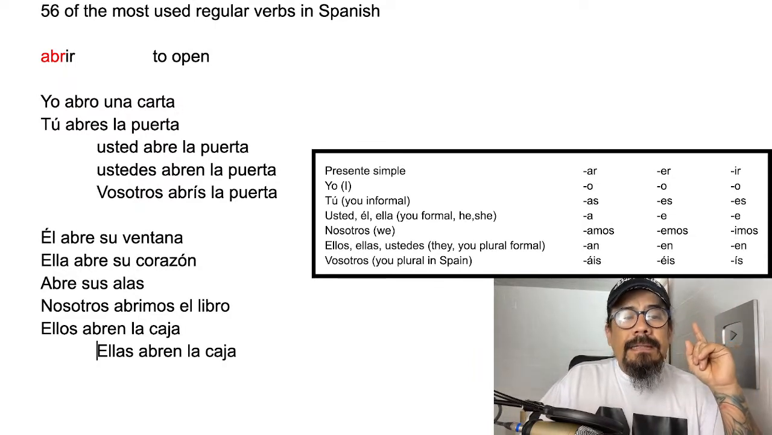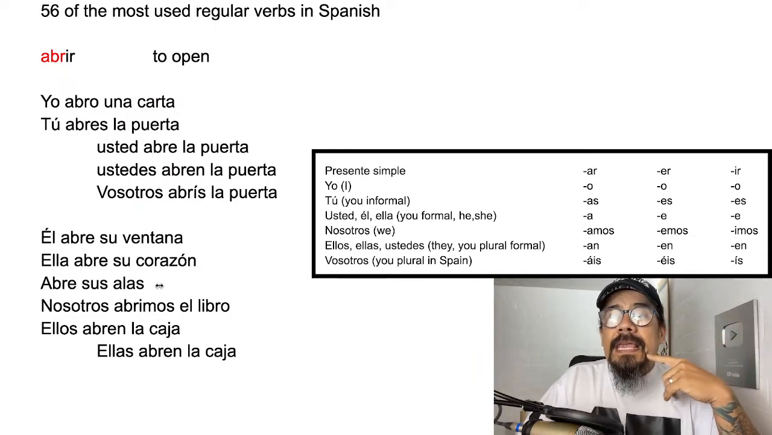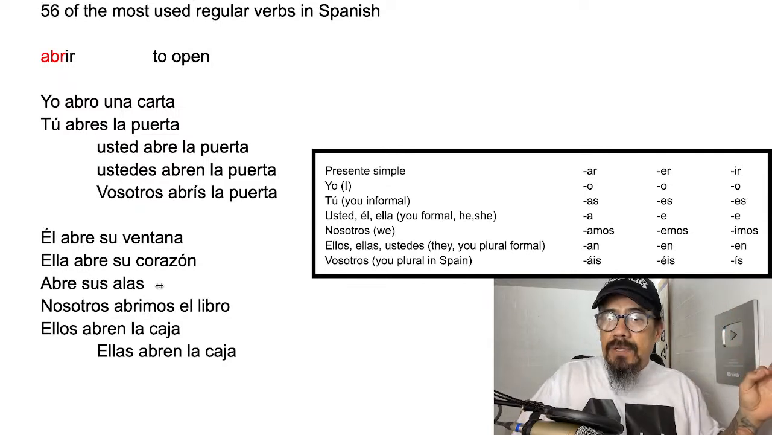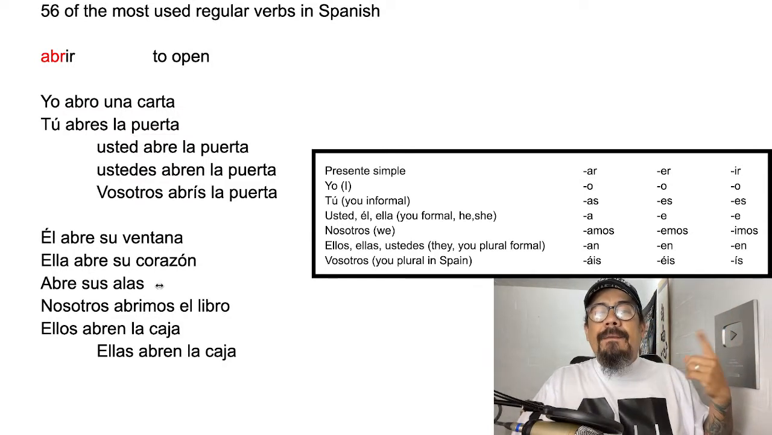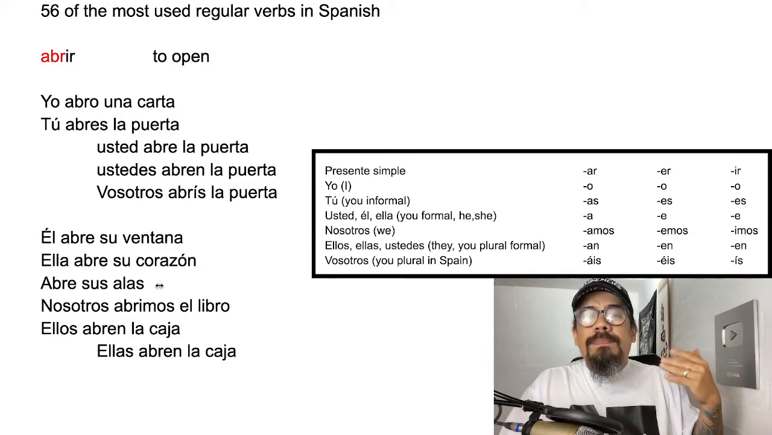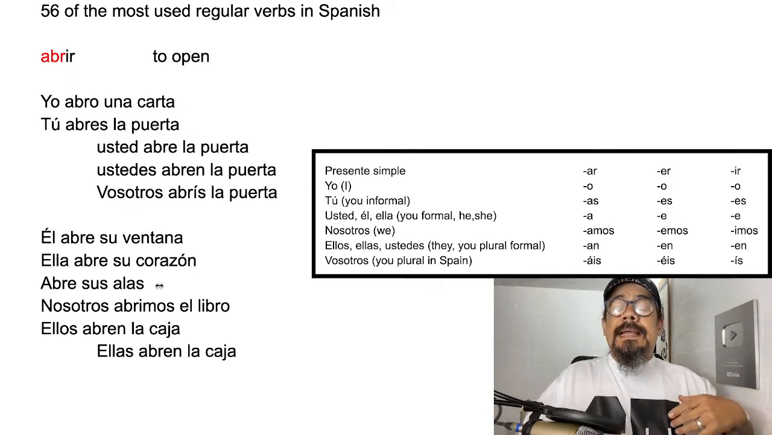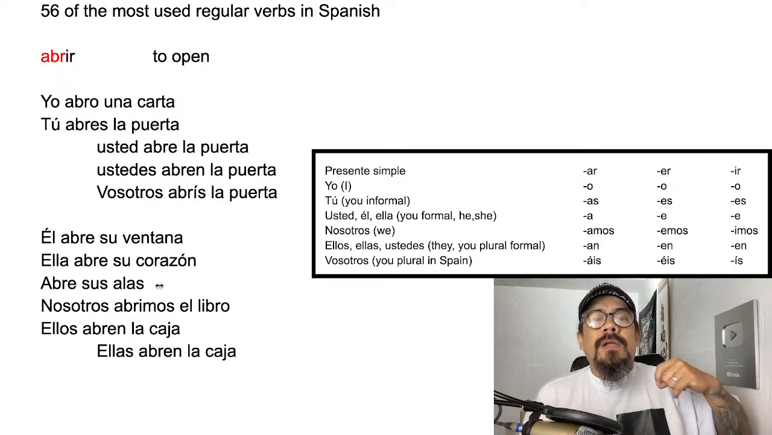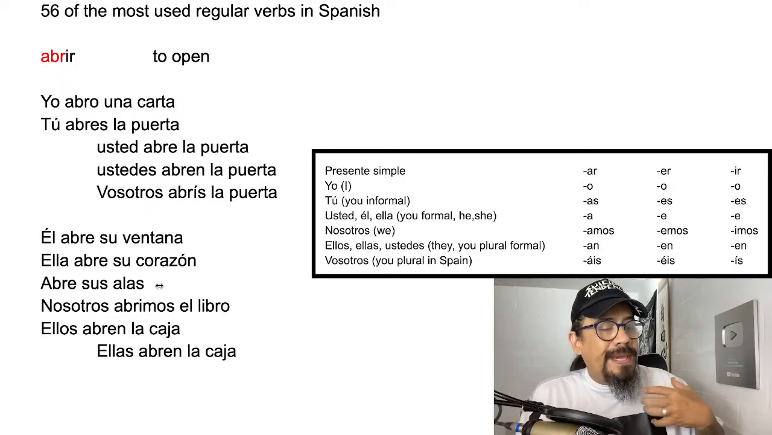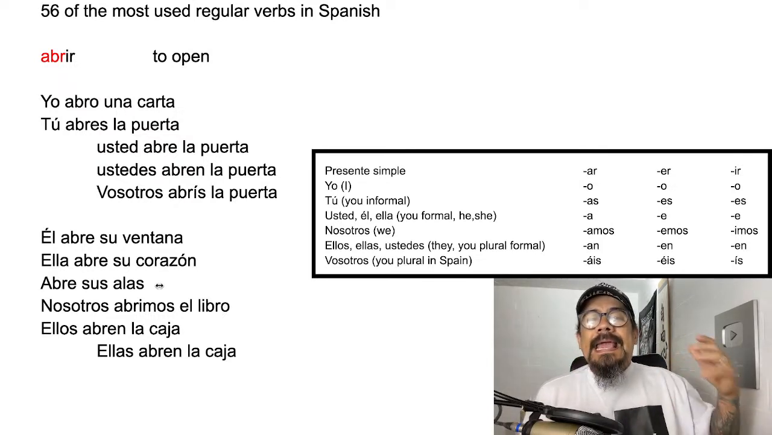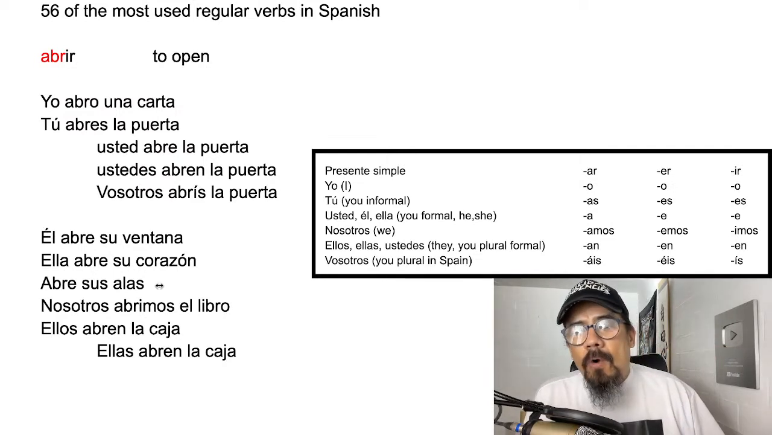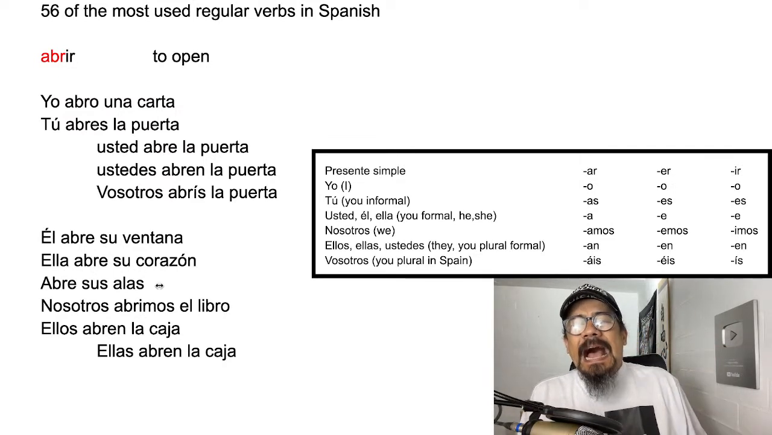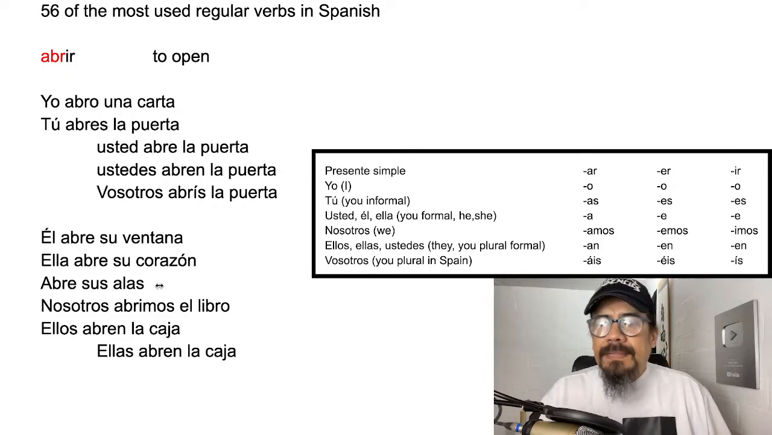Él abre la puerta, él abre su ventana. He opens his window. Ella abre su corazón, she opens her heart. Abre sus alas, it opens its wings. Nosotros abrimos el libro, we open the book. Ellos abren la caja, they open the box. Ellas abren la caja, they open the box.